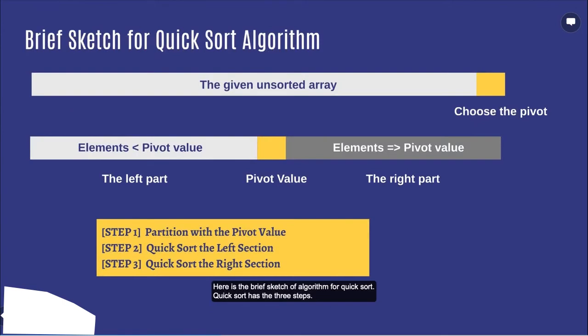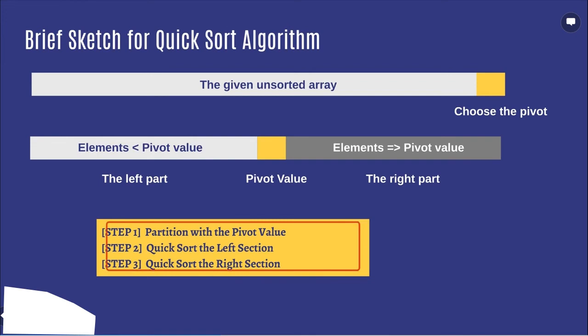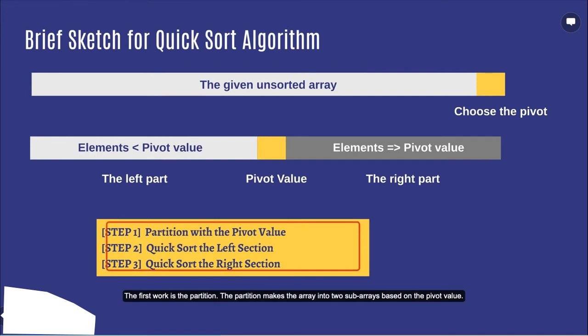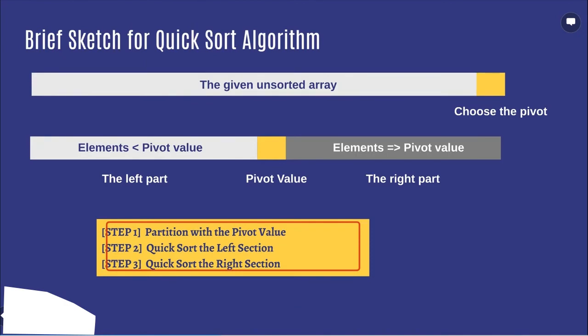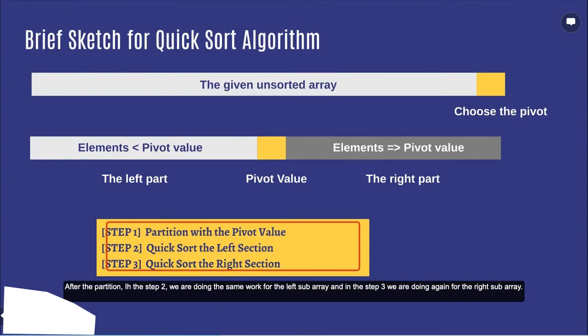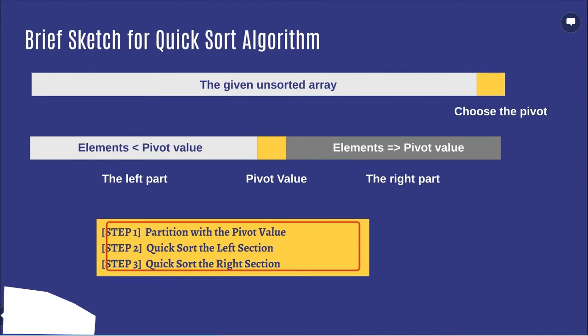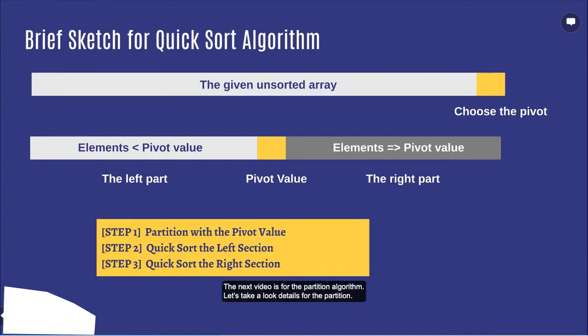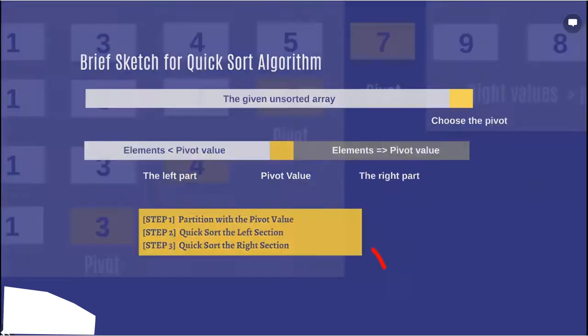And here is the brief sketch of the algorithm for quicksort. Quicksort has 3 steps. The first step is the partition. The partition makes the array into two subarrays based on the pivot value. After the partition, in step 2, we do the same work for the left subarray, and in step 3, we do it again for the right subarray. The next video is for the partition algorithm. Let's take a look at the details of the partition.